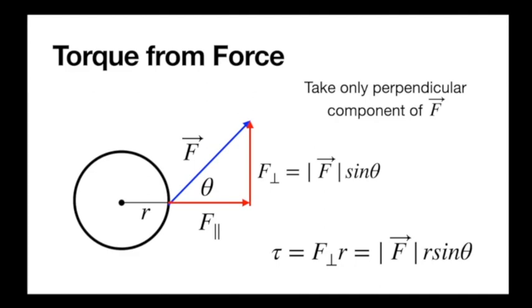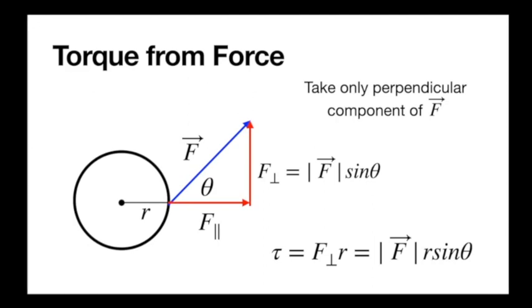So F perpendicular here is my opposite side of the triangle, right? If I know theta, then I'm going to get F perpendicular by doing F sine theta. And so my torque is this F perpendicular times R, or magnitude of F times magnitude of R times sine theta. Sine theta or cos theta, trig functions are always going to spit out values that are less than 1.